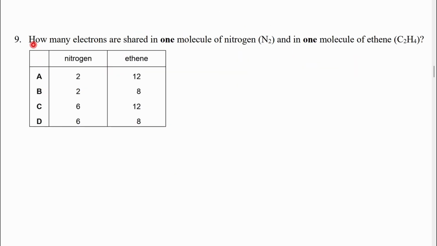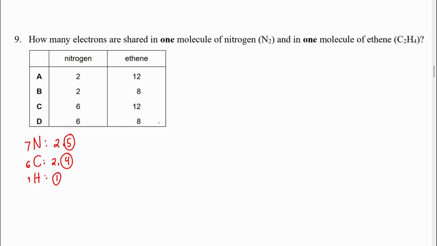Question 9. How many electrons are shared in one molecule of nitrogen, N2, and in one molecule of ethene, C2H4? Okay, so what is the atomic number of nitrogen? 7, right? So 2, 5, and this is the valence electron. And carbon is 6, so the electronic configuration is 2, 4. And hydrogen is 1, so it only contains 1 valence electron in the first shell.